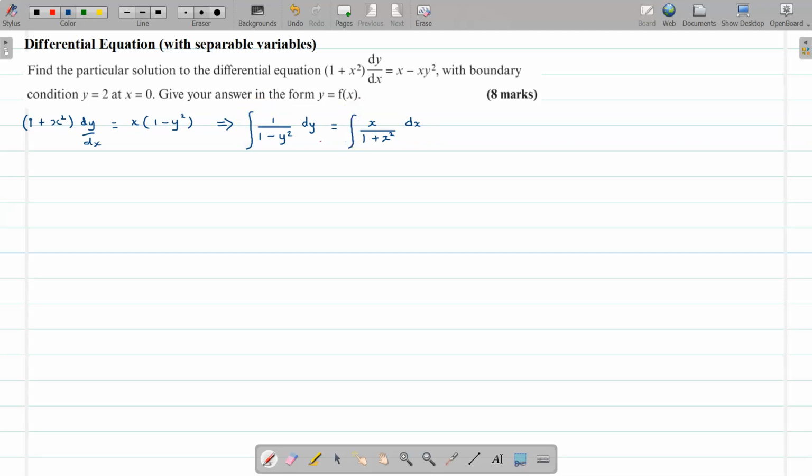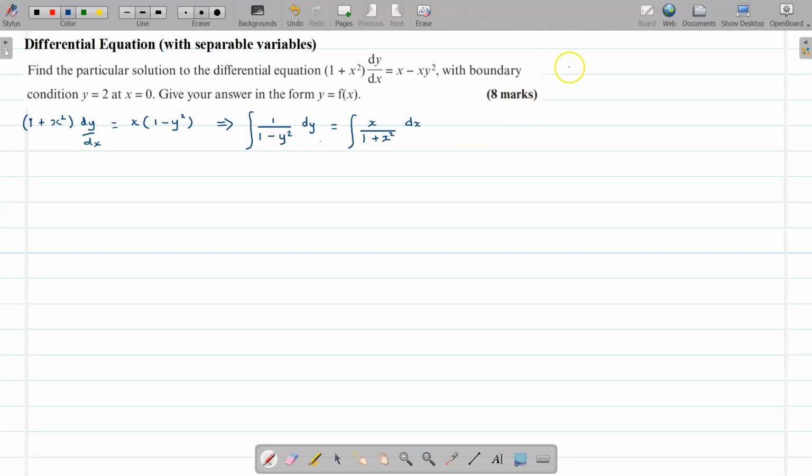Now you should be looking at these and thinking, how are we going to integrate these? Well, the one on the right, you should notice a multiple of the derivative of the denominator is found on the numerator. We've got this x here, which is a multiple of 2x, the derivative of the denominator, so that's a log. This one will be 2 logs once we've recognised that 1 minus y squared is the difference of 2 squares, and this can be written as 1 over 1 minus y times 1 over 1 plus y, which we then put into partial fractions.